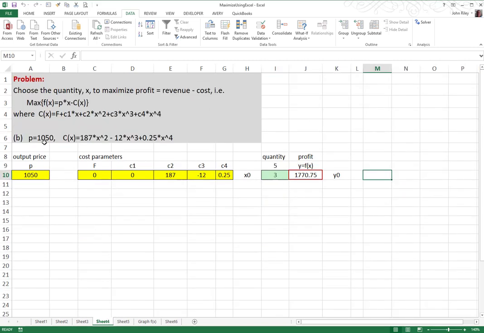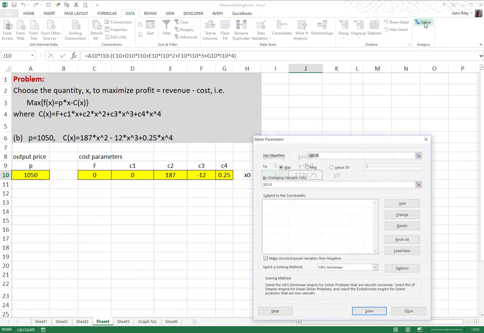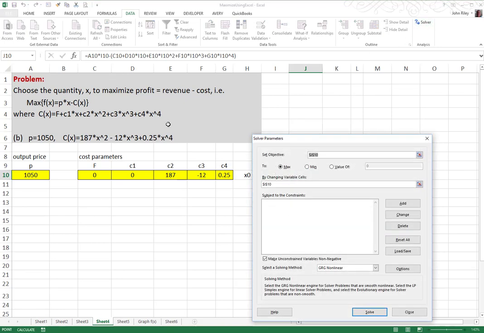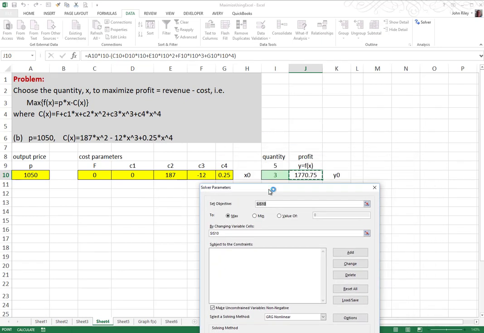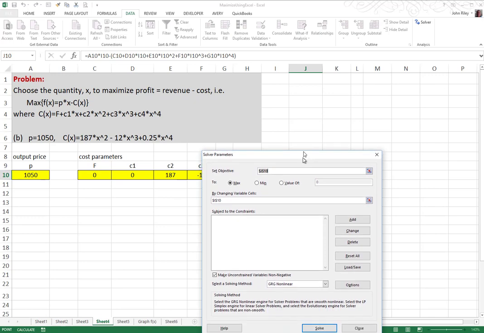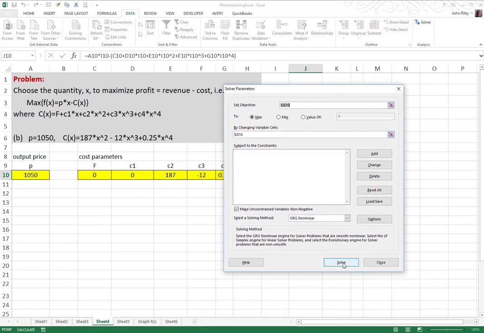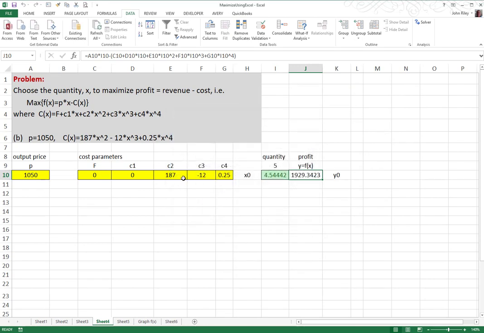Here it is. The price is now 1050, and the cost function has a quadratic, a cubic, and a quartic term. So here's the data. It's 1050 in here, 187, minus 12, and 1.25. And what we'll do is we'll click on the thing we want to maximize, go to Solver. Well, it's the same identical sheet to sheet 3. So what we're trying to do is to maximize profit, changing the cell I10. So everything is fine, and we'll hit Solve. OK, and there's the solution, 4.54442.